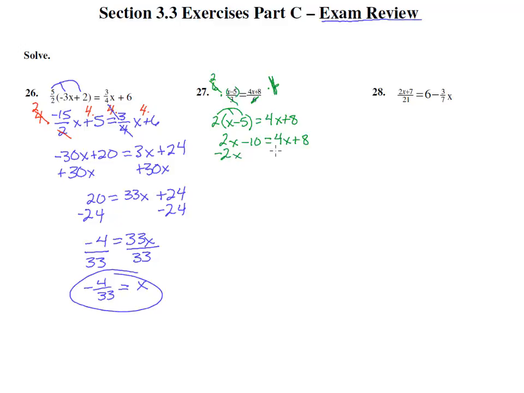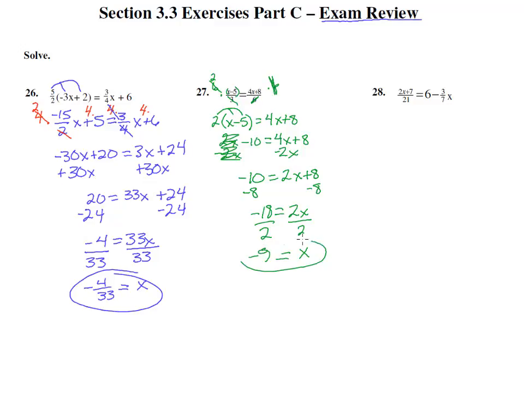Let's subtract 2x so that this side has no x's on it. Negative 10 equals, let me see, 4x and that minus 2x give us 2x plus an 8. Now the x's are all together. So all we need to do is undo this plus 8 with a minus 8. And we have 2x on the right hand side. Negative 10 minus 8 is a negative 18. Divide by 2 to get the x completely by itself, and we have x equals negative 9.